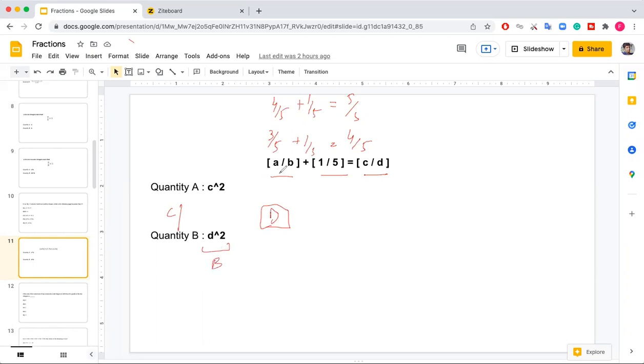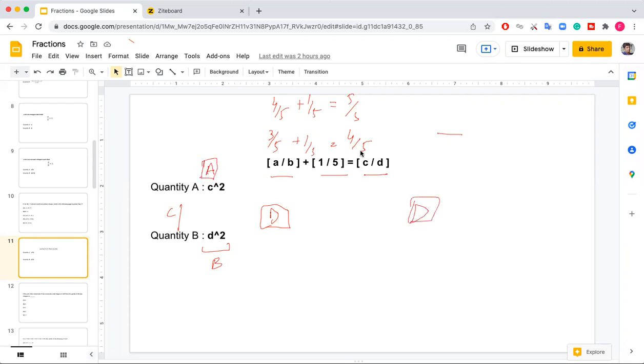And in the third scenario, if I consider a value greater than 4/5 and add 1/5 to that, the result is a value greater than 1. So when a value is greater than 1, the numerator is always greater than the denominator in the case of positive integers, right? So in that case, quantity A is greater. That's why the answer to this is D.